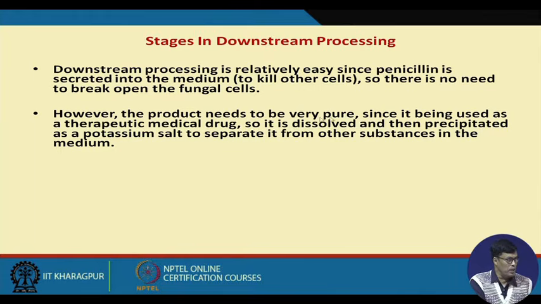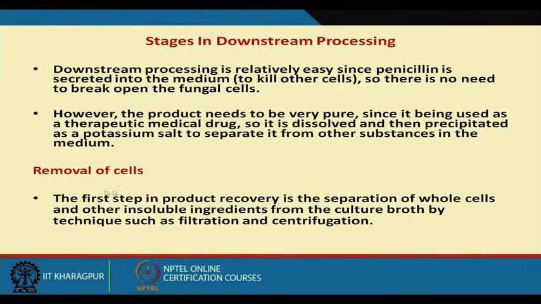However, the product needs to be very pure, since it is being used as a therapeutic medicinal drug. So it is dissolved and then precipitated with the potassium salt to separate it from other substances in the media. I told you that by the solvent extraction process the penicillin is purified, and then finally we add some kind of sodium or potassium salt to produce the sodium and potassium salt of penicillin. And then, removal of cells.